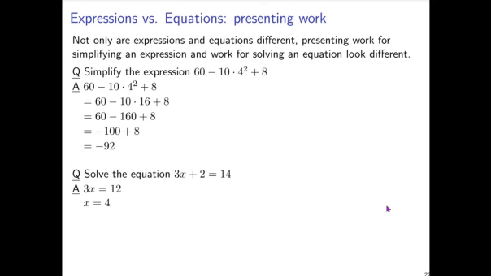And you'll notice the difference is that for an expression, each new line down starts with an equal sign because we're trying to say the new expression is equal to what was written previously. Whereas for an equation, we're just saying here's an equation, and then on the next line, here's the next equation. And from that equation, by doing this something on both sides, here's our next equation, x is equal to 4.